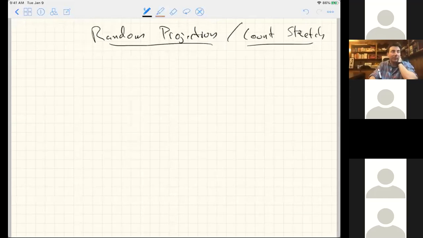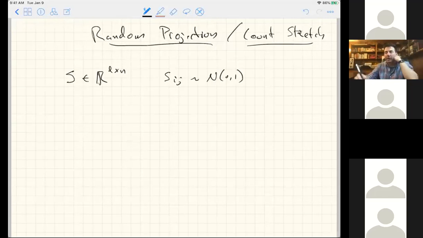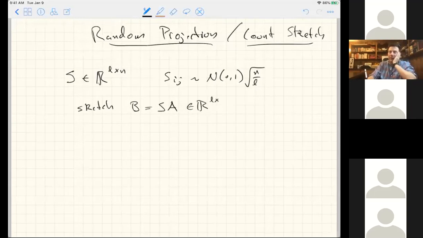But I'm going to create a matrix. I'm going to think of creating a matrix S, which is going to be L by N. Okay, and each S_ij is going to be drawn from a normal distribution, so a Gaussian random variable, which we talked about how to generate in locality sensitive hashing, scaled by N over L. This will give me the right scaling in my estimate. Okay, and so now my sketch matrix B is just going to be S times A, right? This is again going to be an L by D matrix once I multiply this together.